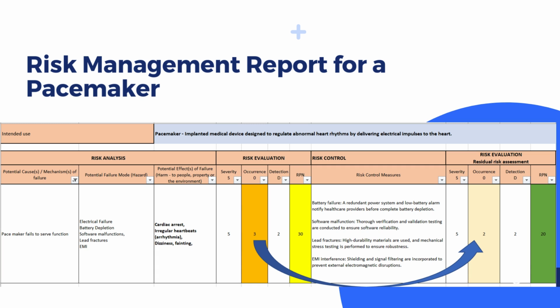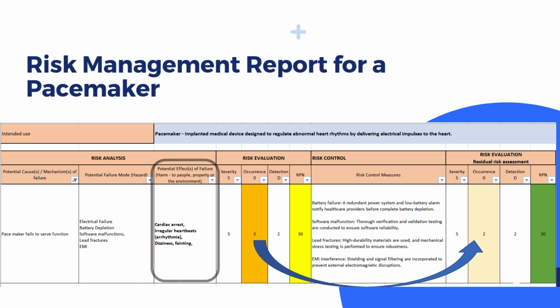2. Hazard identification. Next, we list potential hazards. These are anything that could cause harm to the patient. For a pacemaker, some key hazards include electrical failure, which could result in loss of pacing, battery depletion, leading to device shutdown, software malfunction, which could cause incorrect pacing, lead fracture, disrupting the signal from the device to the heart, electromagnetic interference, EMI, which can temporarily disrupt pacemaker function if the patient is exposed to strong electromagnetic fields, e.g., MRI machines or industrial equipment. Identifying these hazards early allows us to systematically assess the potential risks associated with the device.